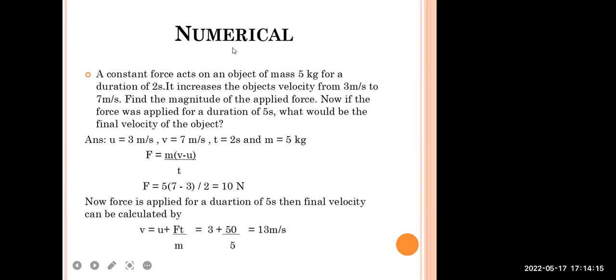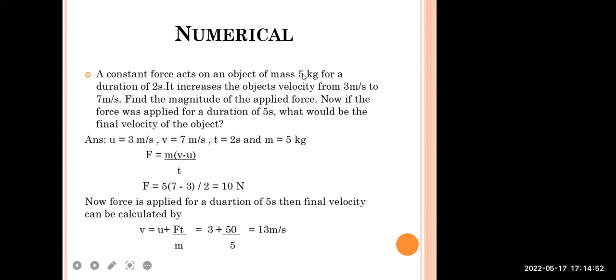Yes, ma'am. Okay. Now we'll try to solve one numerical which is based on Newton's second law of motion. A constant force acts on an object of mass 5 kg for a duration of 2 seconds. It increases the object's velocity from 3 meter per second to 7 meter per second. Find the magnitude of the applied force. Now, if the force was applied for a duration of 5 seconds, what would be the final velocity of the object? First, we'll write the given data.